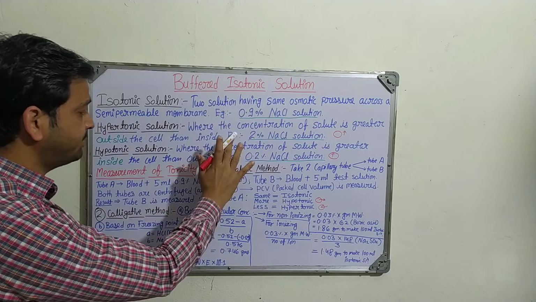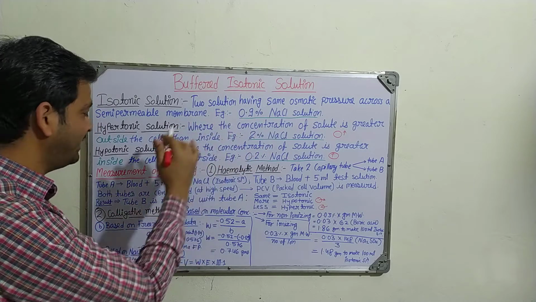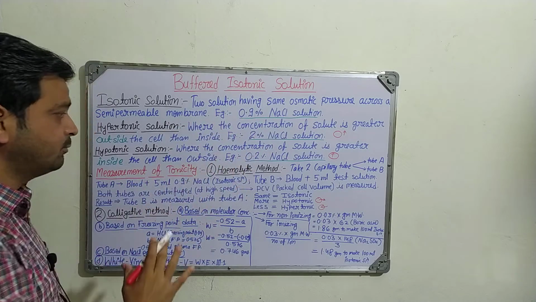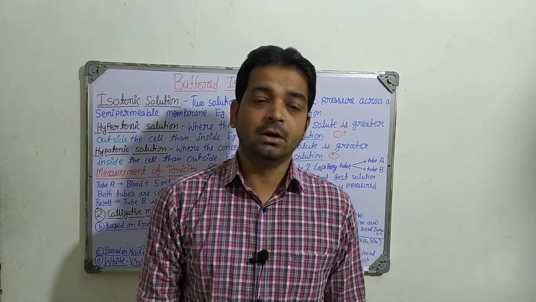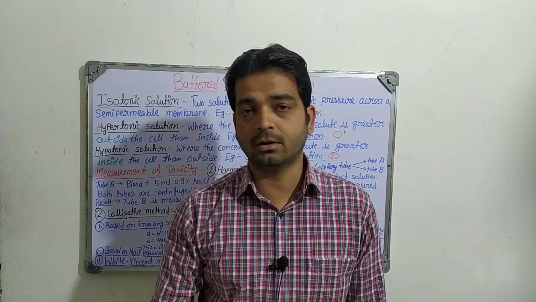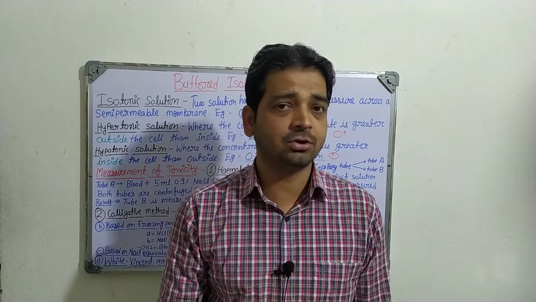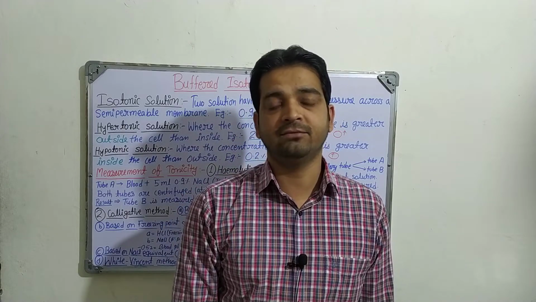So here it is the isotonic solution concept, hypertonic concept, and measurement of tonicity under the hemolytic method and colligative method, right? In this way you will be able to understand the theme of the particular measurement of tonicity and what tonicity is, and you will be able to write it in an effective way.